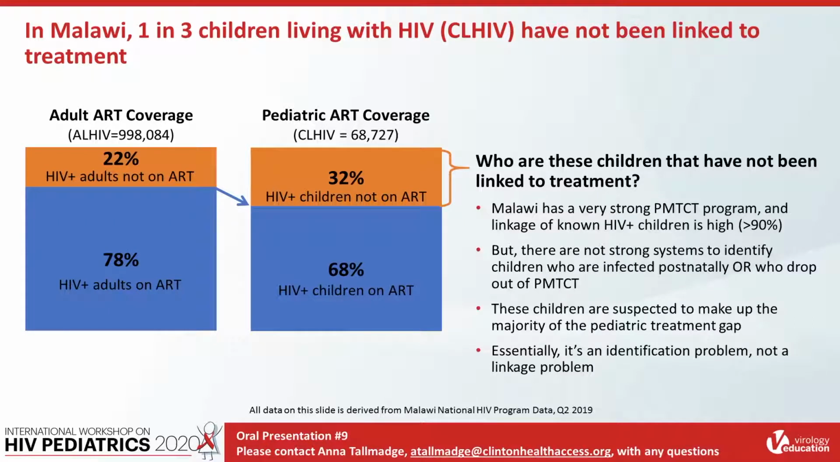We know that Malawi already has a very strong PMTCT program and that linkage of known HIV-positive children is high. So we suspected that the majority of these untreated children are actually undiagnosed, either because they had been infected postnatally or because they had defaulted from care. So the nuance there is that we think this is primarily an identification problem rather than a linkage problem. And so if we set up systems to diagnose these remaining children, that would effectively close the pediatric treatment gap.